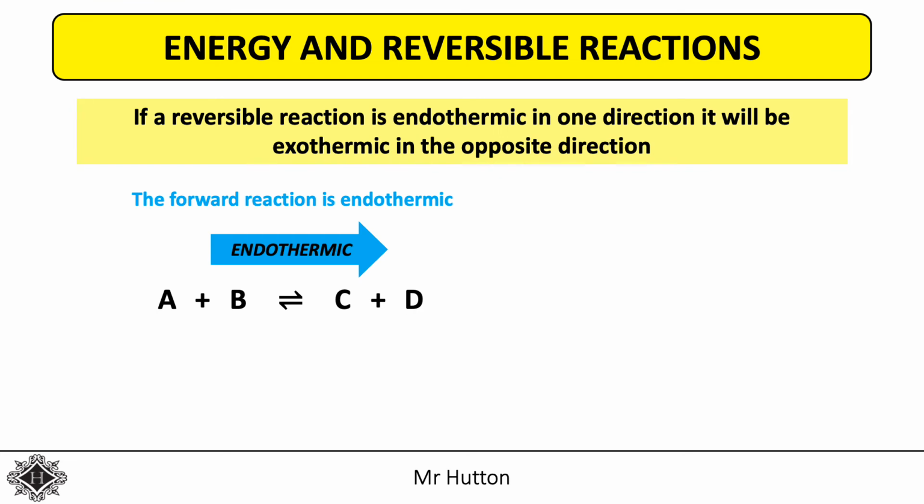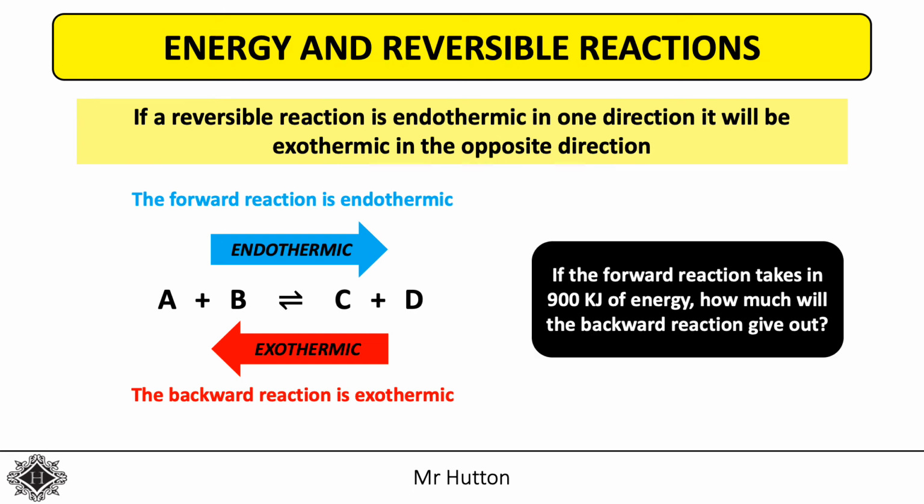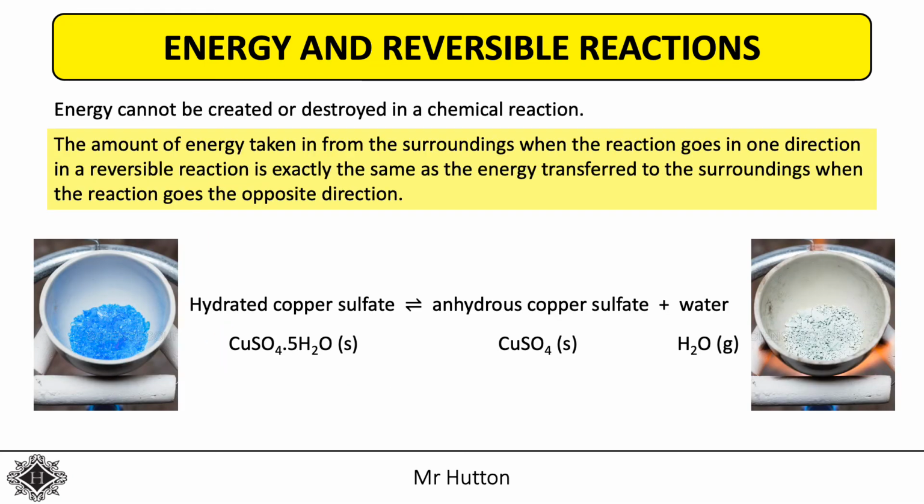So the example here, A plus B reacts to give us C and D. The forward reaction here is endothermic. So from our definition at the top there, we know that the backward reaction must therefore be exothermic. If, for example, in this reaction, the forward reaction takes in 900 kilojoules of energy from the surroundings, how much do we think the backward reaction would give out to the surroundings? Have a think about that now. Right, I'm not going to tell you the answer straight away. We'll work through this, but then we'll come up with the answer in a moment.